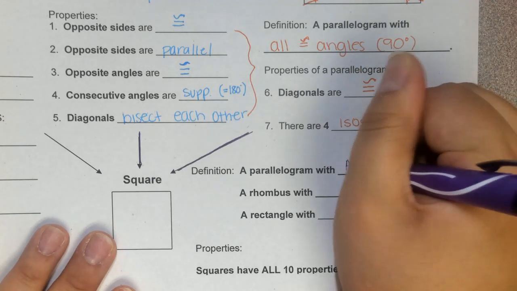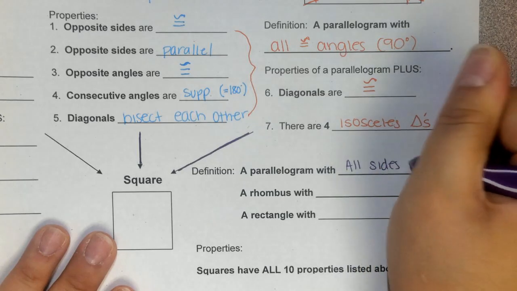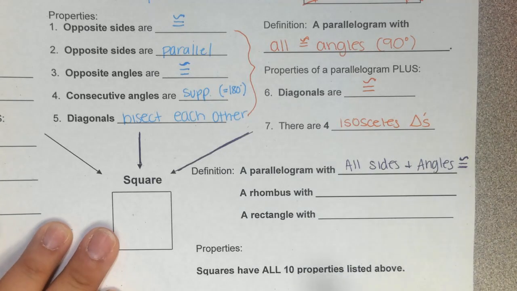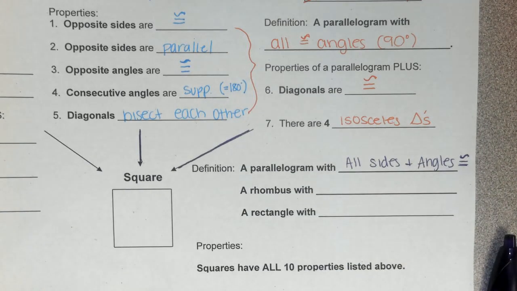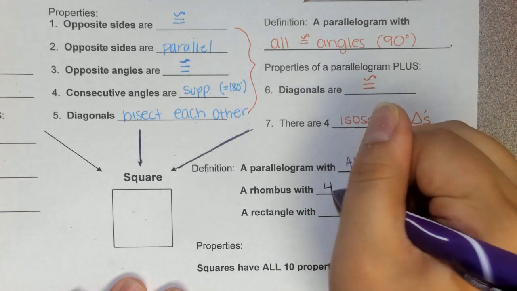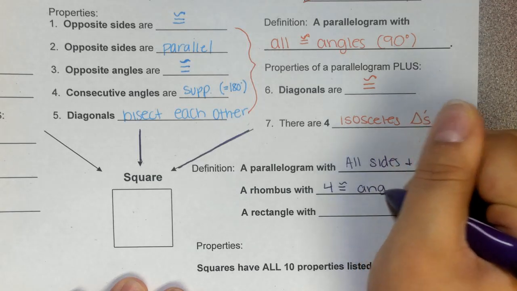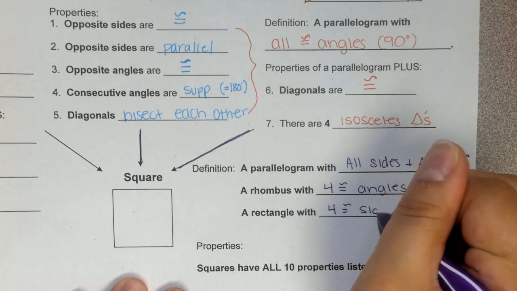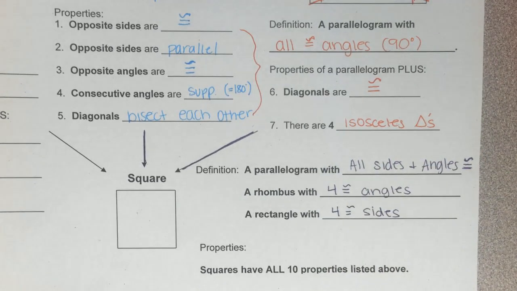All sides and angles the same. So it's a rhombus with 4 congruent angles, or a rectangle with 4 congruent sides. We'll talk about what that means in a minute.